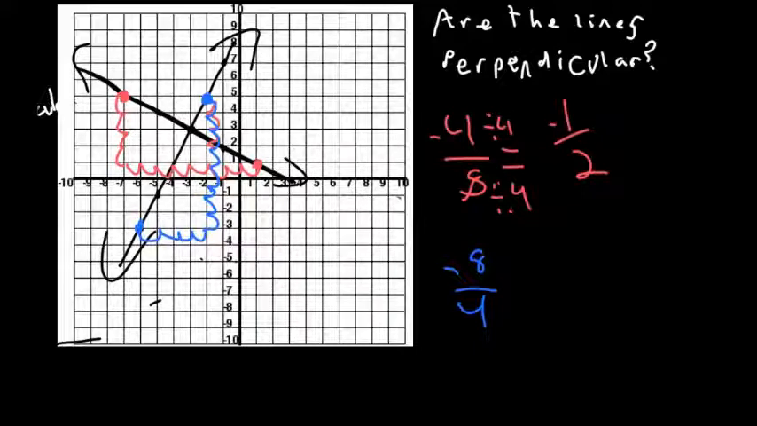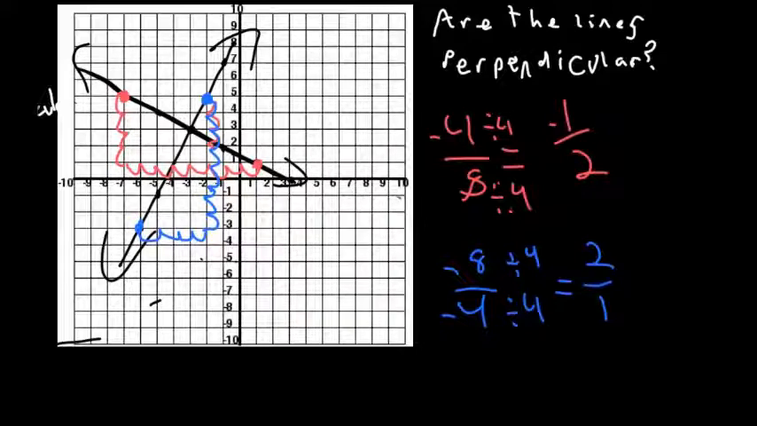And then on the blue one, I went down 8, which is negative, and then I went left 4, which is negative. So that's negative 8 over 4, which you can divide by 4 to give us 2 over 1, because a negative divided by a negative is a positive. So our slopes there are 2 over 1 and negative 1/2.